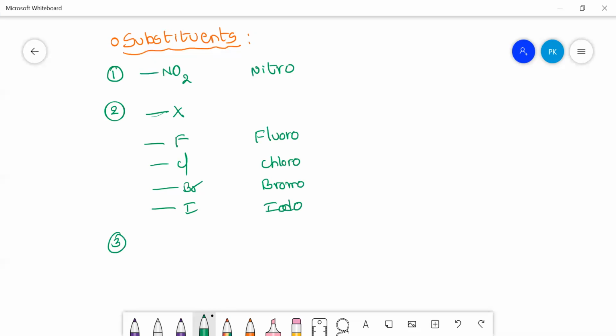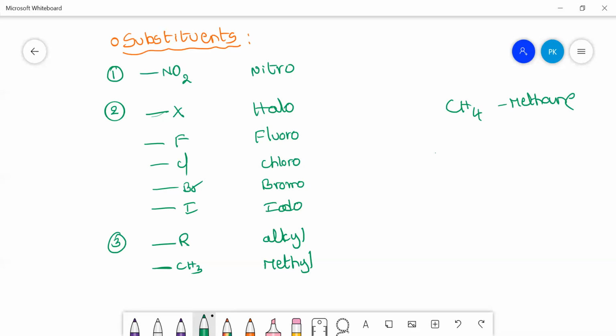Okay, next, if we find any alkyl substituent, what is this, students? Alkyl. This is halo. So alkyl means if you have a substituent like methyl attached to a parent chain, then it is only one carbon, methyl. So CH4 is methane, students. In methane, if one hydrogen is removed, it becomes CH3. It is methyl. It becomes a substituent. This is a compound. This is a substituent. Similarly, C2H6 is ethane, C2H5 is ethyl.